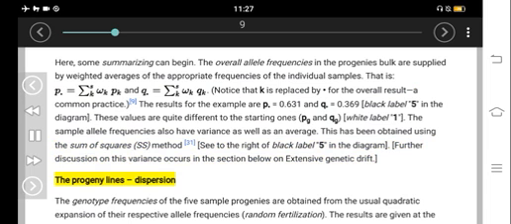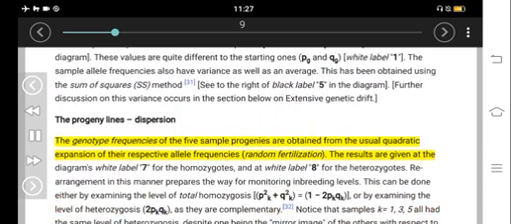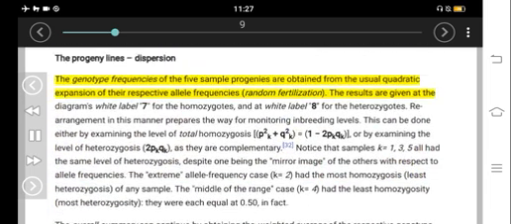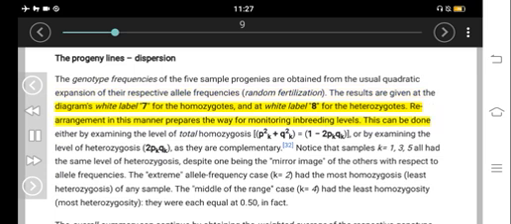Progeny lines, dispersion. Frequencies of the 5 sample progenies are obtained from the usual quadratic expansion of their respective allele frequencies, random fertilization. Results are given at the diagram's white label 7 for the homozygotes, and at white label 8 for the heterozygotes. Rearrangement in this manner prepares the way for monitoring inbreeding levels.